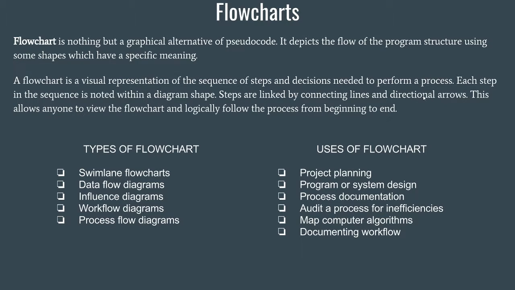Steps are linked by connecting lines and directional arrows. Now, whatever shapes you have made, they are interconnected using some arrows. The arrows depict the flow or the direction in which your process is moving. This allows anyone to view the flowchart and logically follow the process from beginning to end. Obviously, if you have a proper flowchart made for the code that you are writing, then anyone who takes a look at the flowchart can get an overview of what your code is doing.